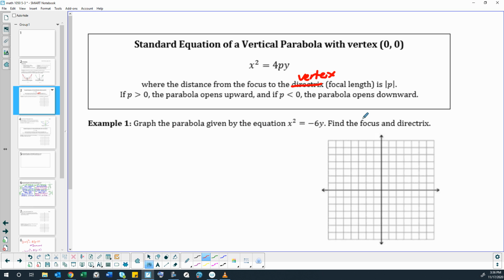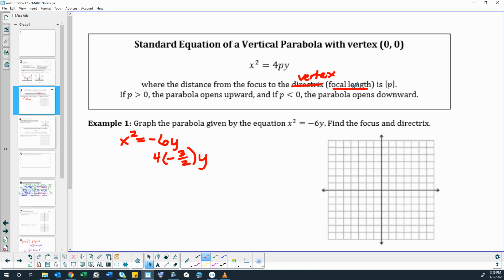Okay. So we're going to graph the parabola given by the equation x squared equals negative 6y. I'm just going to rewrite it just to keep everything in line. So the fact of the matter is that whatever the number is that's here, that is 4 times the focal length. In order to find the focal length, we always have to divide by 4. Well, this one's really weird because we're taking negative 6 and dividing by 4. So negative 6 divided by 4 is negative 6/4. That reduces to negative 3/2. So that gives us our focal length here.